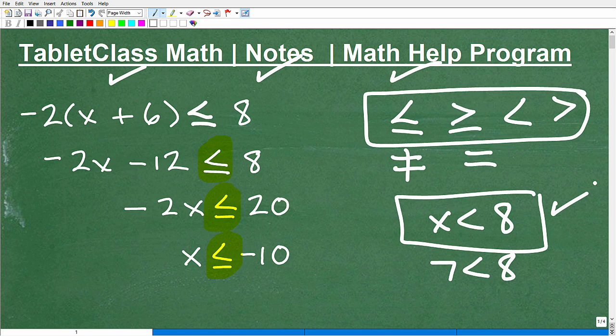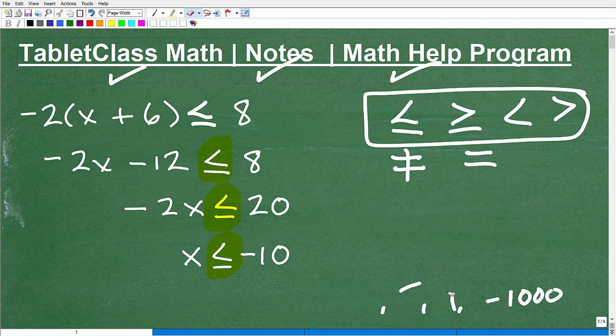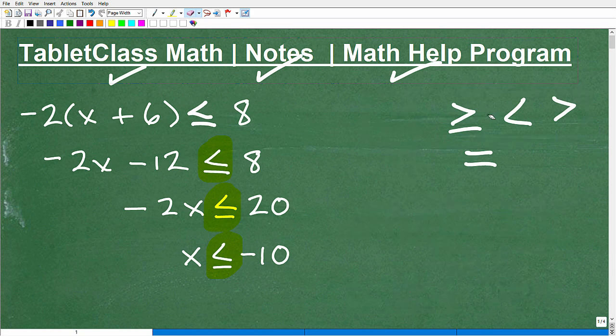Yay, we're very happy, but is it the only solution? No. How about 6? 6 says, hey, I'm a solution too. 5 is a solution. 4, negative 1,000. So how many solutions are there to this particular inequality? In other words, how many numbers are less than 8? Well, an infinite amount of numbers. So inequalities are conceptually different than equations. Equations generally have a finite, specific number of solutions, whereas inequalities have an infinite number of solutions. So they're a little bit different in terms of how we solve them.